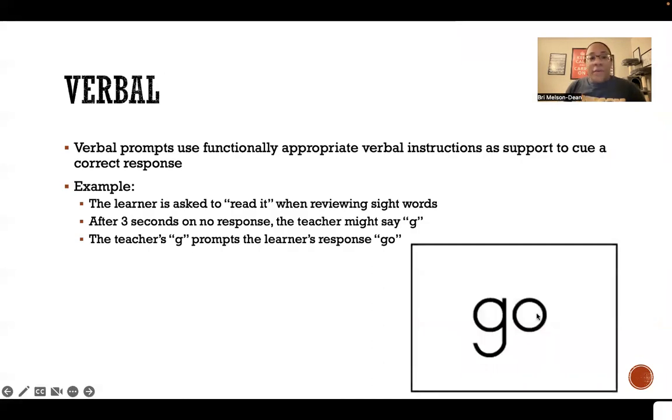Moving on, there are verbal prompts. Verbal prompts use functionally appropriate verbal instruction as a support to cue a correct response. My example here: the learner is reviewing sight words and the sight word is go. As the instructor, I might say read it. And after 3 seconds of no response or an incorrect response, I might say read it g and give them that prompt. And then the g prompts the learner's response to say go.